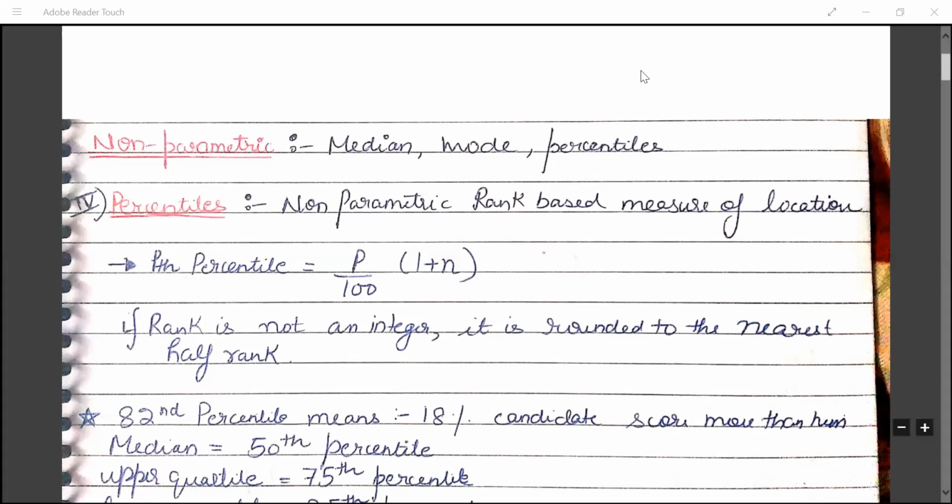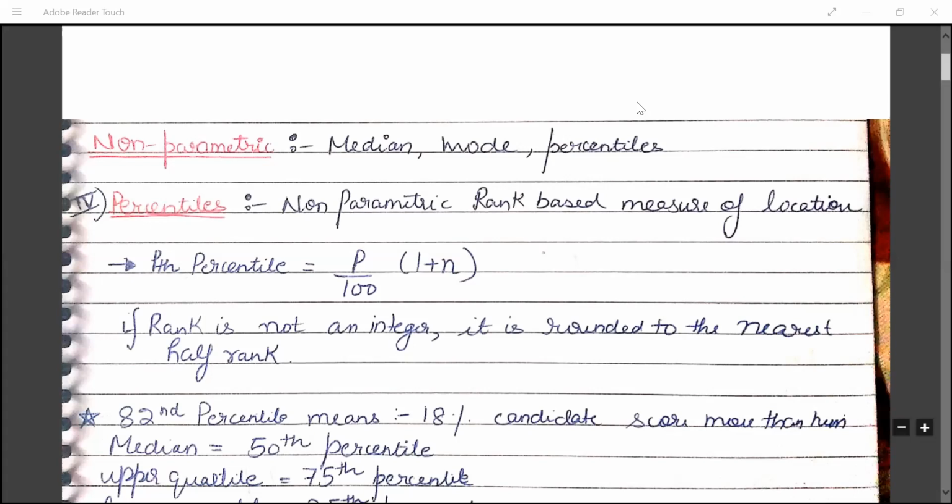Before starting with percentile, I would like to recap the parametric and non-parametric tests. Basically, parametric tests are those which follow Gaussian distribution, that is a bell-shaped curve, and they are affected by outliers. We have discussed previously that mean is affected by outliers and follows Gaussian distribution, so it must be a parametric test, whereas median and mode are not affected by outliers and do not follow Gaussian distribution, so they are both non-parametric tests. Finally, now we will start with percentile.